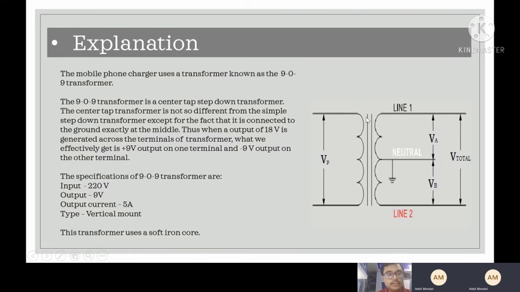Now, suppose the voltage being developed across the two terminals of the secondary is 18 volts, then since the middle is at 0 volt, the upper terminal A will be at plus 9 volts and the lower terminal B will be at minus 9 volts. Some other specifications of this transformer are that its input is at 220 volts, output is at 9 volts, as we already told you. The output current is expected to be 5 ampere. It is used generally in vertical mount configuration and it uses a soft iron core, which is to reduce the hysteresis losses. And since the output is 9 volt, this is also known as a 9-0-9 transformer.